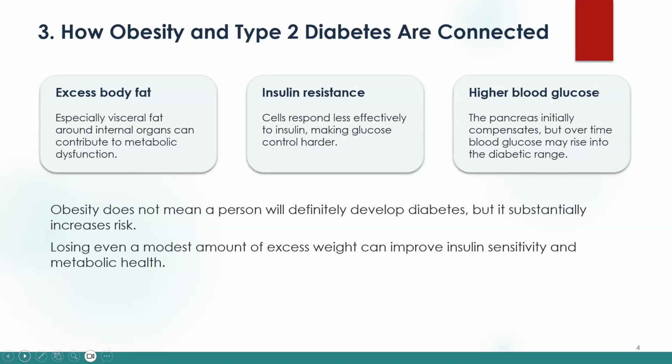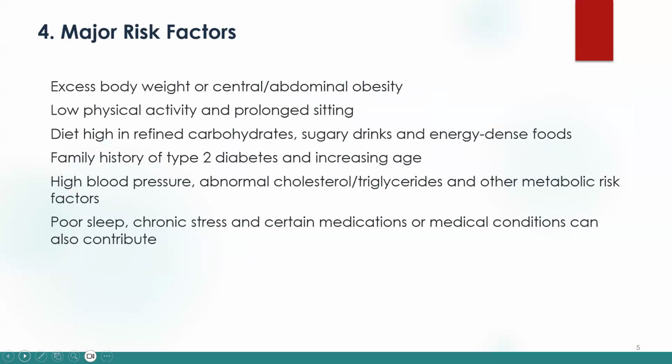And due to such interference of insulin action on target cells, the glucose is unable to be metabolized properly. So there is a high chance of accumulation of glucose in the blood, and that results in diabetes. So obesity mainly results in insulin resistance, and that may lead to diabetes. Now, what are the major risk factors for such obesity as well as diabetes?